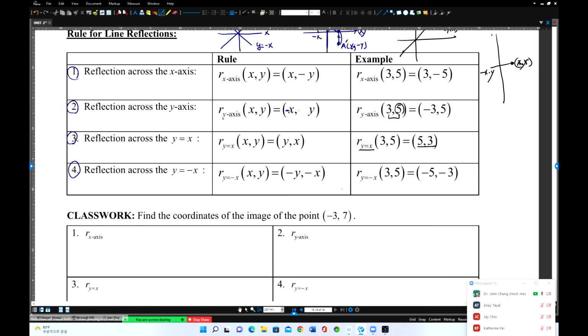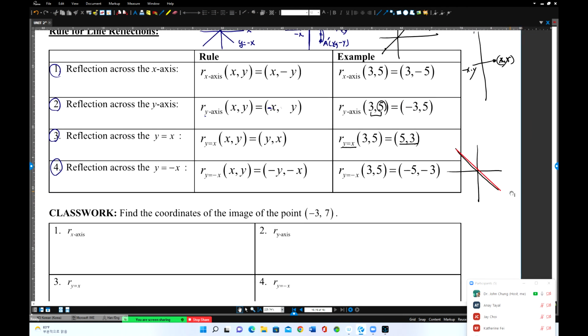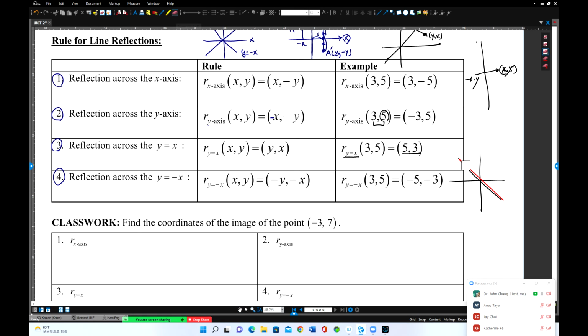Number 4. Oops, what is this one? The mirror looks like this way. You have a mirror like this side. I'm going to use some color over here. This is the mirror. That's the mirror over here and here. This is a mirror.